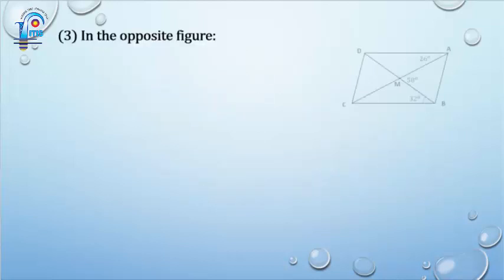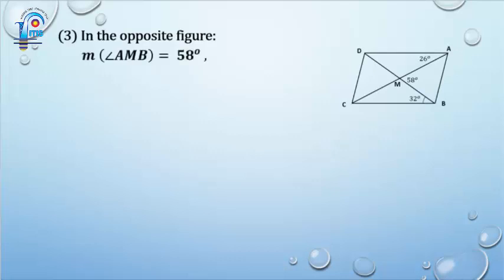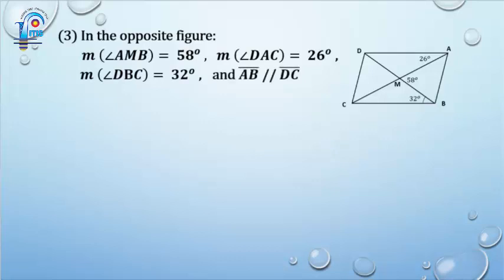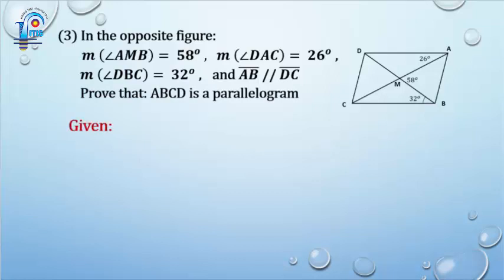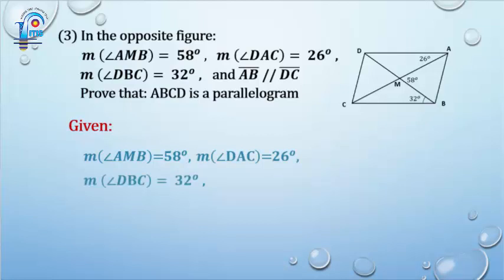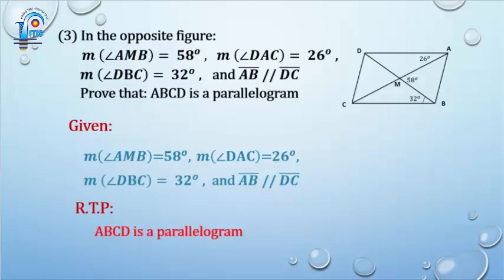Question number 3. In the opposite figure, measure angle AMB equals 58 degrees, measure angle DAC equals 26 degrees, measure angle DBC equals 32 degrees, and AB is parallel to line segment DC. Prove that ABCD is a parallelogram. Okay, first write the given. Measure angle AMB equals 58 degrees, measure angle DAC equals 26 degrees, measure angle DBC equals 32 degrees, and line segment AB is parallel to line segment DC. What is required to be proved? ABCD is a parallelogram.